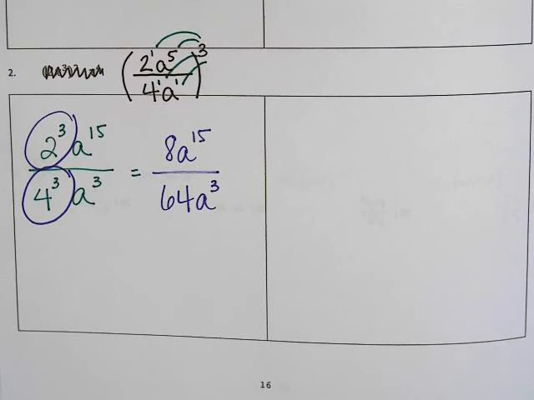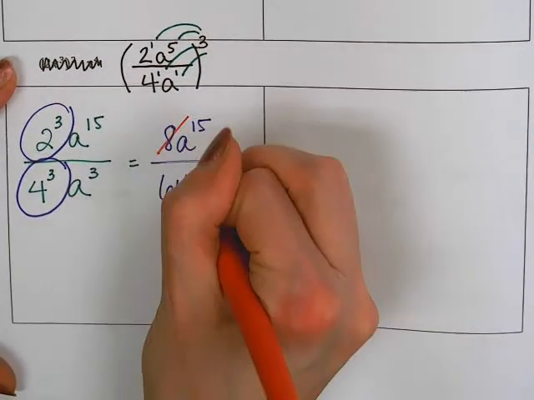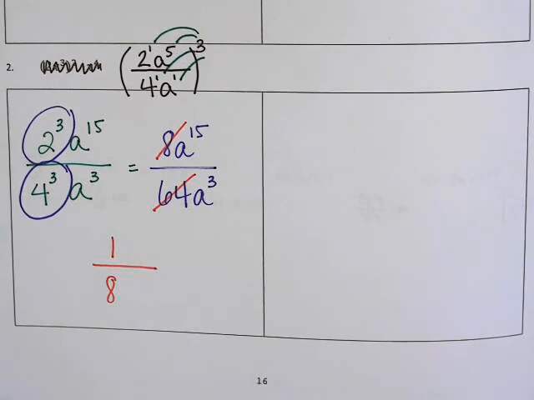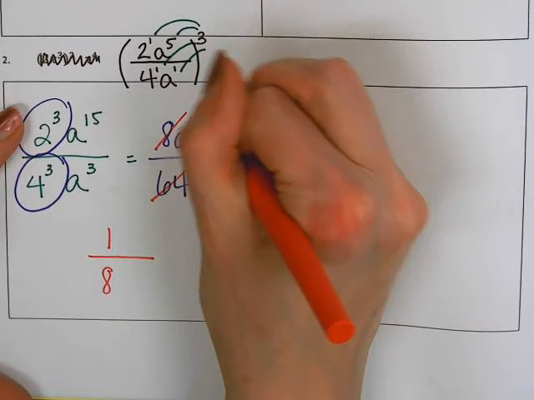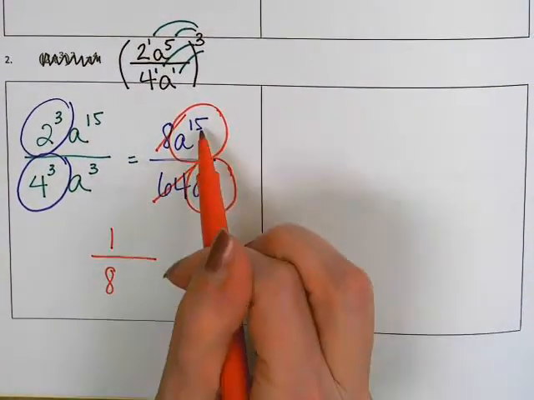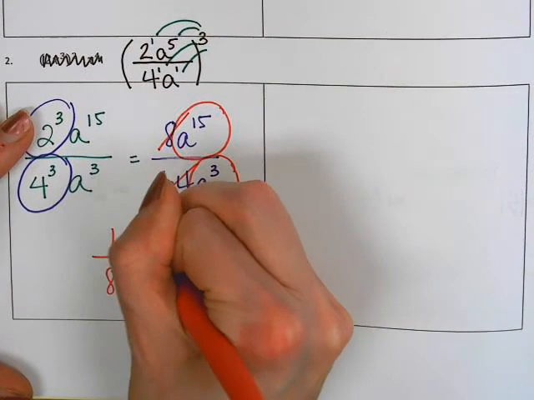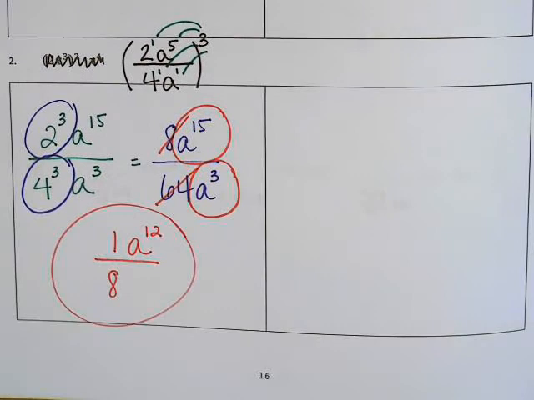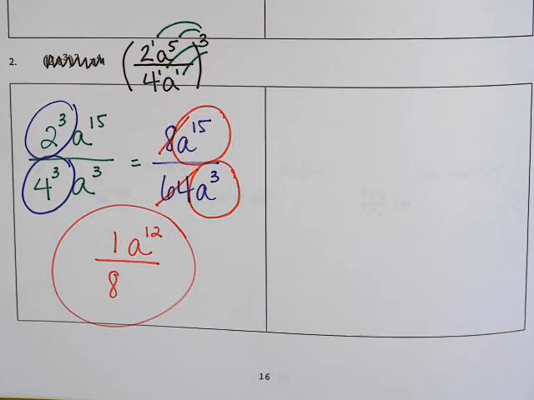And then you would have to reduce. 8 over 64 reduces to 1/8. And then remember this rule, when you divide same bases, you subtract. 15 minus 3 is 12. So that's the answer. Some people might have it written a little different, but that's one way to do it. Let's try it another way.